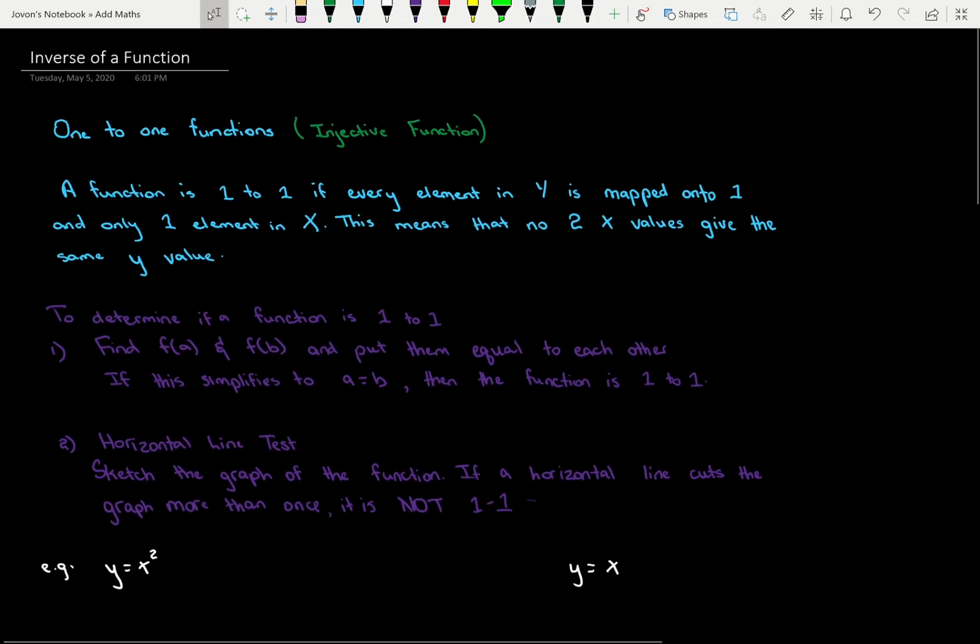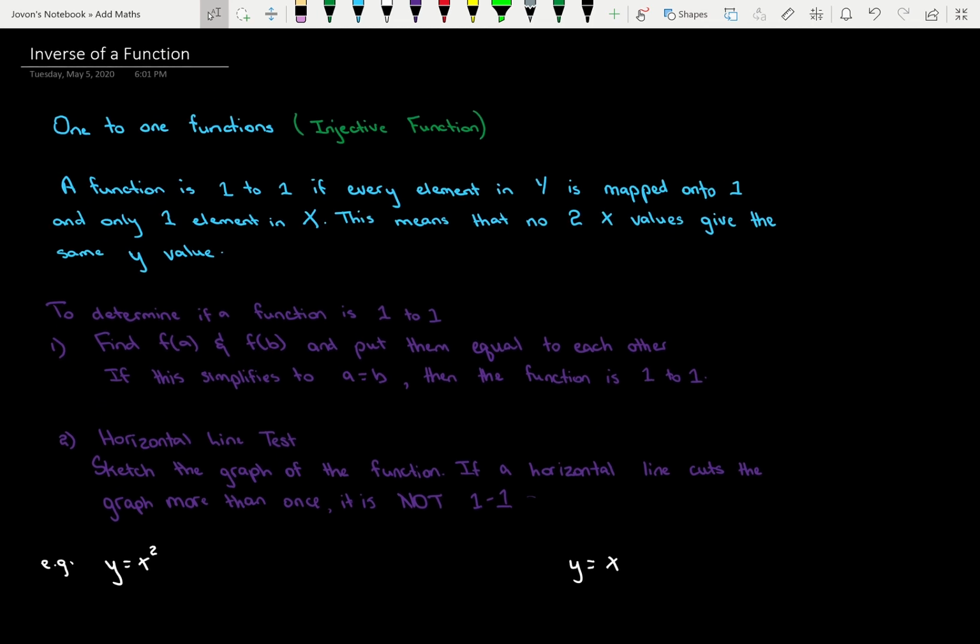Okay, so we're going to continue the topic of functions today, and we're going to deal with the inverse of a function and the one-to-one functions. A function is one-to-one if every element y is mapped onto one and only one element in x. This means that no two x values give the same y value.